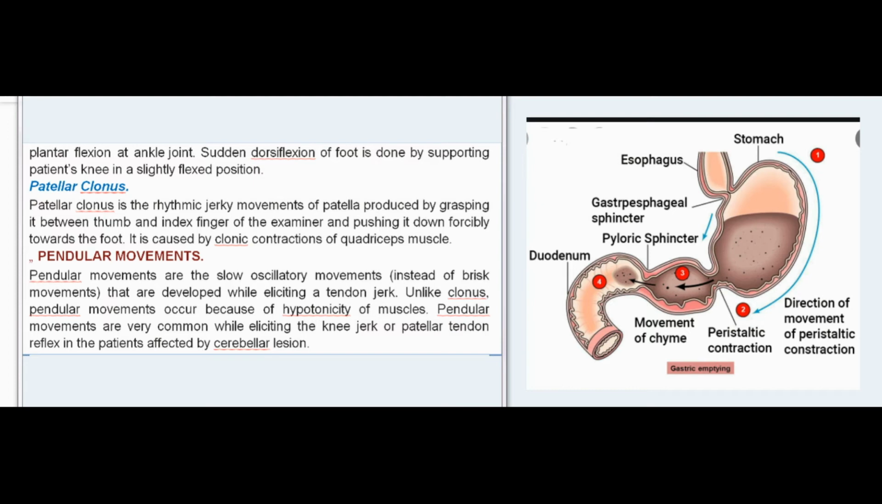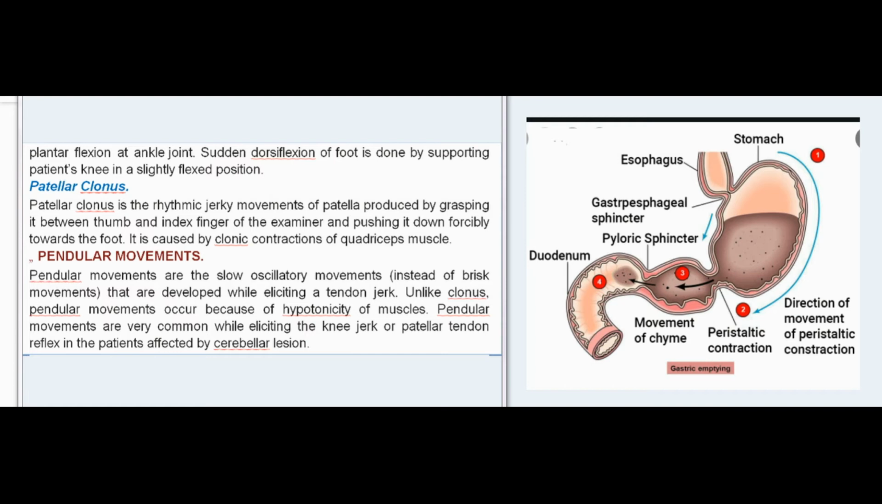Patellar clonus. Patellar clonus is the rhythmic jerky movements of patella produced by grasping it between thumb and index finger of the examiner and pushing it down forcibly towards the foot. It is caused by clonic contractions of quadriceps muscle.